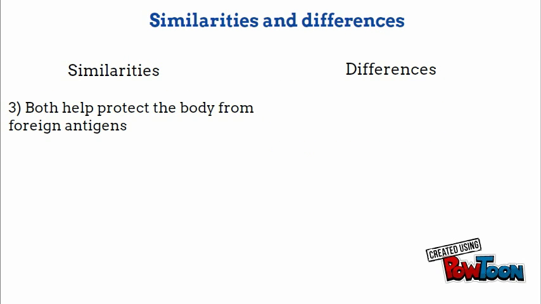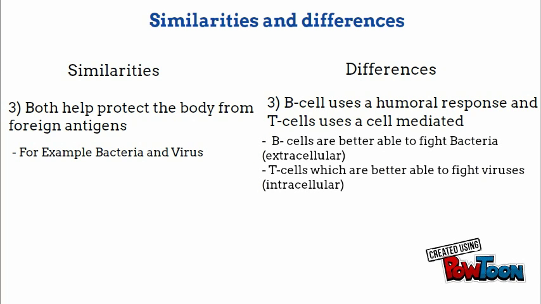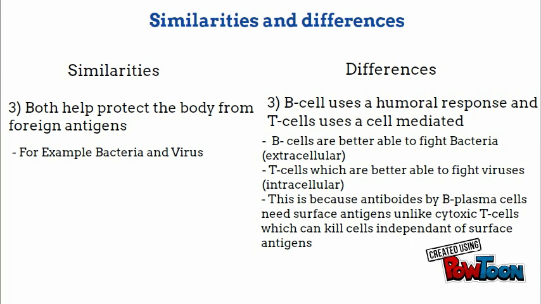Another similarity is that they both defend the body from antigens, for example, bacteria and viruses. But B cells are better able to fight bacteria because it's extracellular, versus T cells, which are better able to fight viruses because they're intracellular. This is because antibodies made from B plasma cells need surface antigens, unlike cytotoxic T cells, which can kill cells independent of surface antigens.